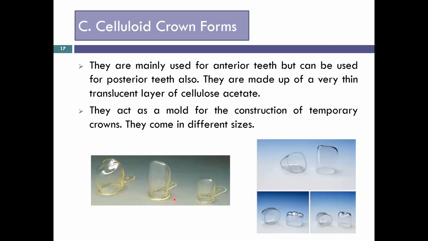Third one is celluloid crowns. These all three are prefabricated crowns. Celluloid crowns are mainly used for anterior teeth, but can also be used in posterior teeth. They are made up of a very thin translucent layer of cellulose acetate. They act as a mold for construction of temporary crowns. They come in different sizes.